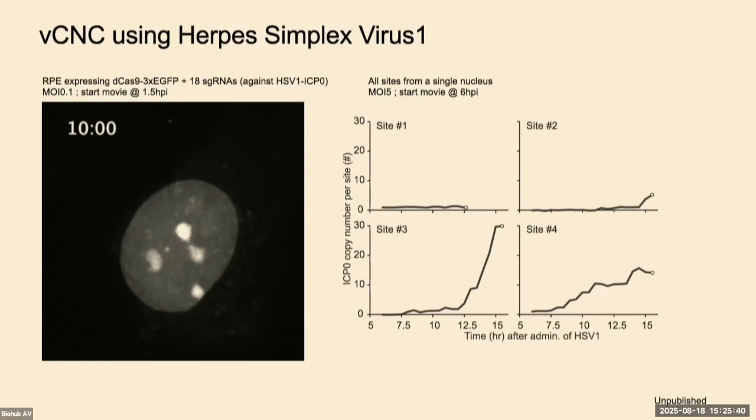For example, site number 1 didn't seem to be replicating at all. Site number 2, it actually took a while for site number 2 to become present in the nucleus, and then it took even longer for it to even start replicating. Site number 4, it's replicating at a slow but steady pace. And finally, site number 3, it takes a while and then it shoots through the roof. And remember, all of those 4 sites are in the same nucleus.